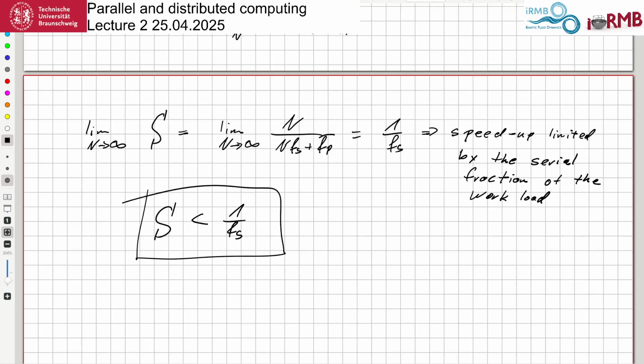But then also the parallel work will take non-zero time, even if it's distributed over many, many machines, yeah? So it will take at least 1 clock cycle. And therefore the speed up is always smaller than 1 over the serial fraction. So when 10% of your program cannot be parallelized, then the maximal speed up that you can reach with an infinite number of cores would be 10.